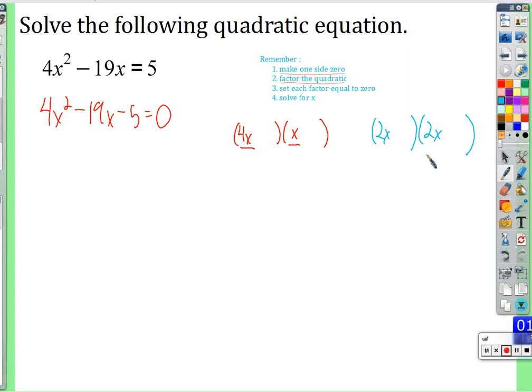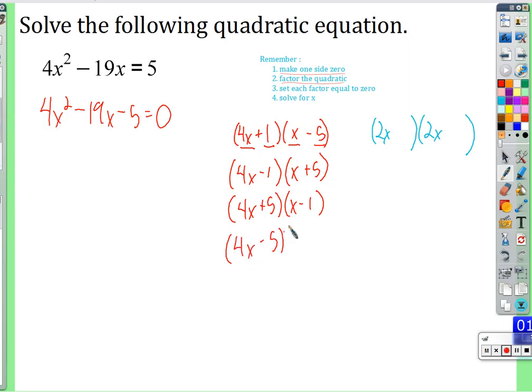So there are these two possibilities just for the x squared part, just to get 4x squared. Then we look at the last term, the constant term, and we know we need to get negative 5 when we multiply this number and this number. How can we get negative 5? Plus 1, minus 5, or 4x minus 1, x plus 5, or 4x plus 5, x minus 1, or 4x minus 5, x plus 1.